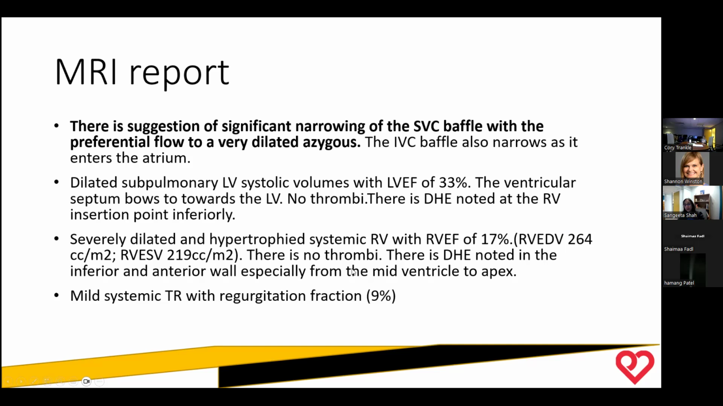We did this MRI after his echo because we wanted to treat him and then use MRI to see if there were any thrombi. And this individual had no more thrombi. There was also, as I showed you, significant delayed hyperenhancement, and the tricuspid regurgitation by flow calculation was mild.